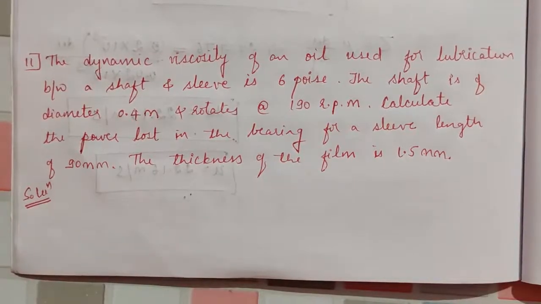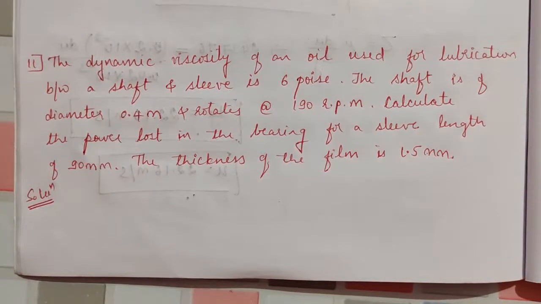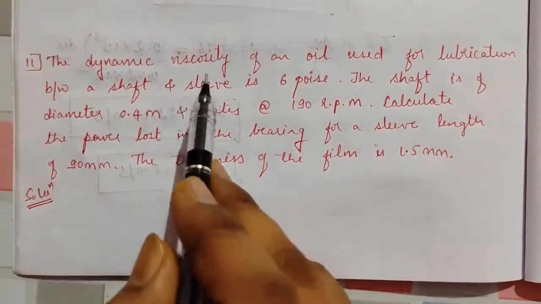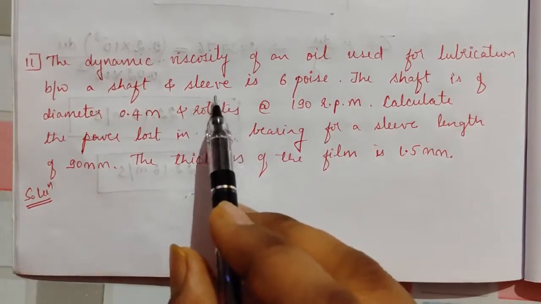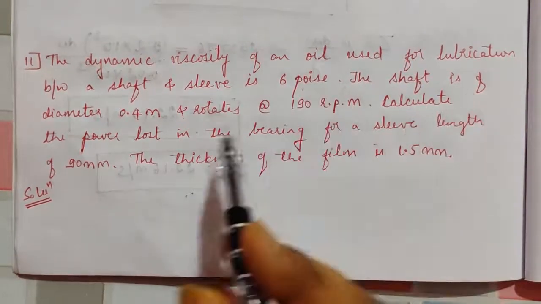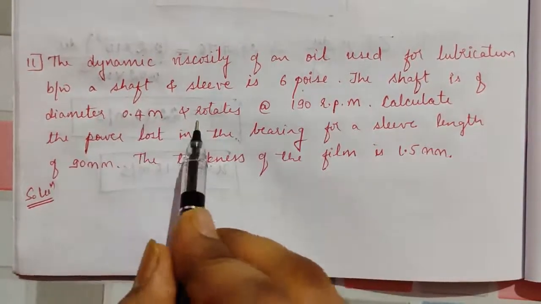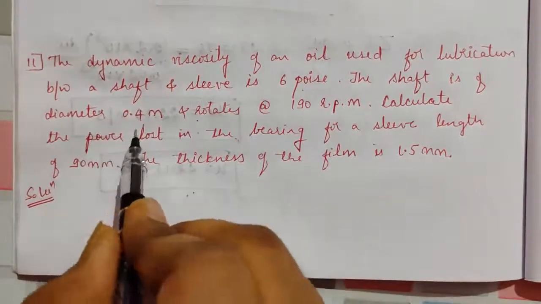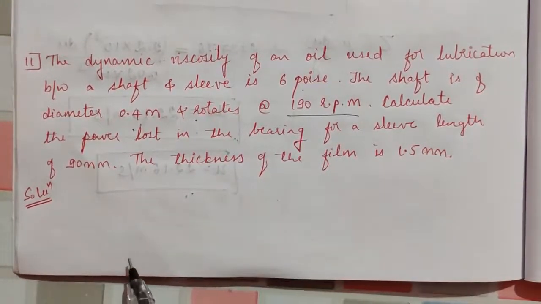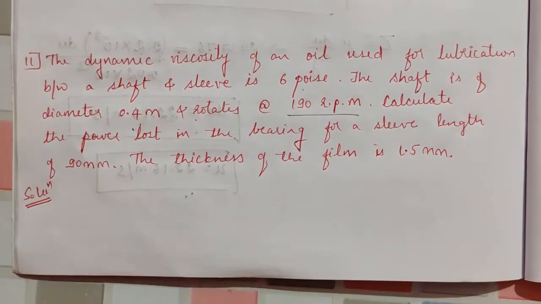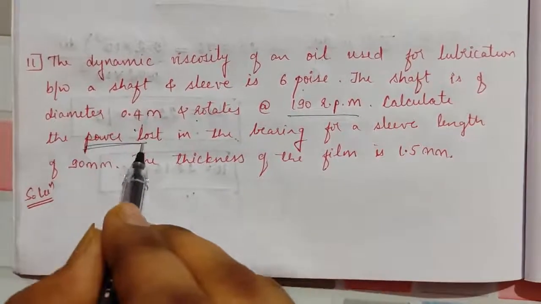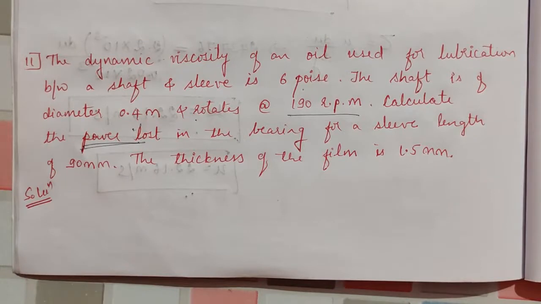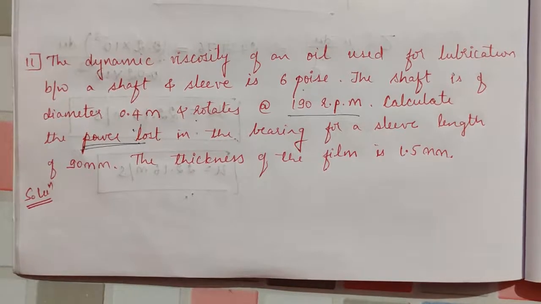So the 11th problem is: the dynamic viscosity of an oil used for lubrication between a shaft and sleeve is 6 poise. The shaft is of diameter 0.4 meter and rotates at 190 rpm. So what formula do you need to remember? That is u is equal to pi D N by 60. Calculate the power lost. Power lost in the bearing for a sleeve length of 90 mm. The thickness of the film is 1.5 mm.